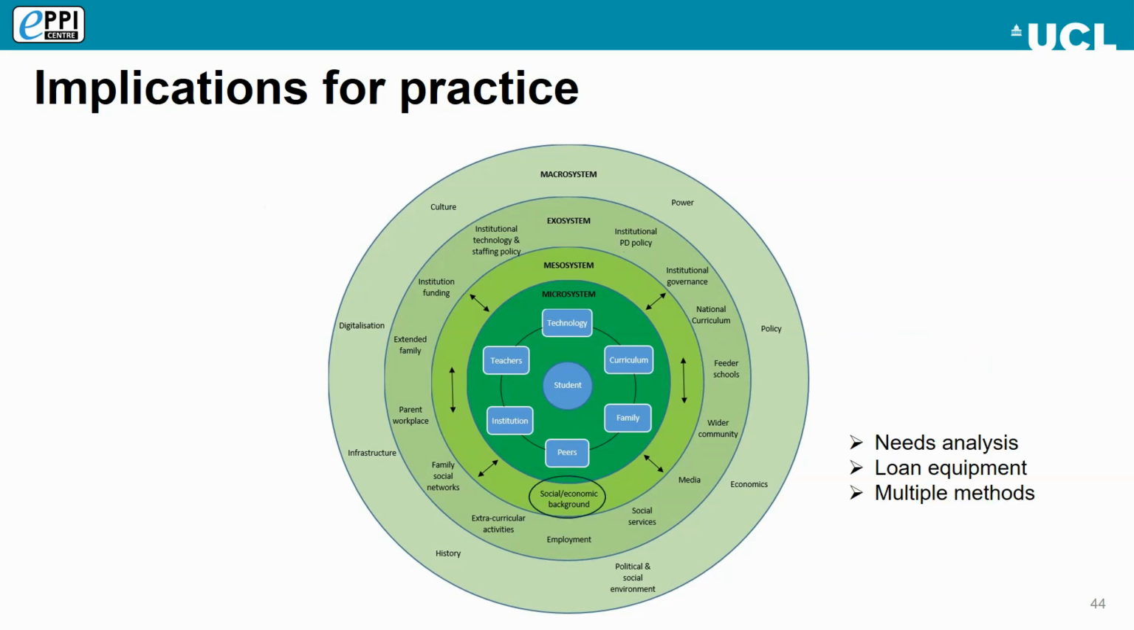In terms of the meso system level, it's really important to consider students' socio-economic background. One of the ways that institutions are advised to deepen their understanding about this is to conduct a needs analysis of students to understand what they have access to at home and what they don't have access to. That brings up ideas of perhaps providing loan equipment to students so that they're able to have access to those types of tools, but also that the learning materials are provided in multiple methods.